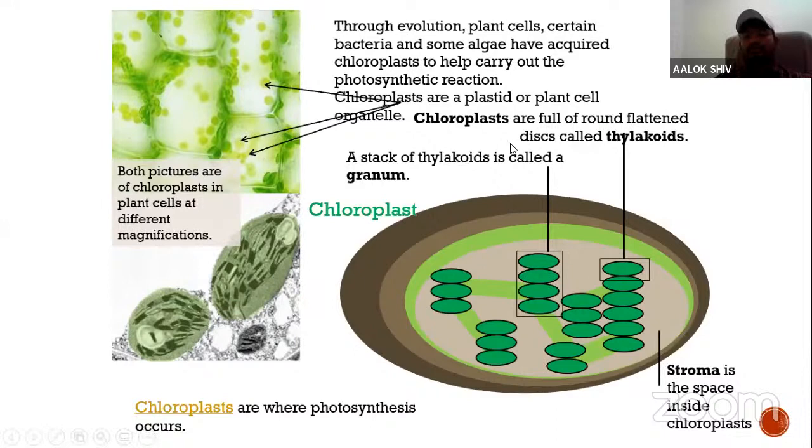This is the thylakoid. It is a round flattened disc. A single round flattened disc is called a thylakoid, and the complete stack of thylakoids is called a granum. The remaining portion, where the liquid is present, is called the stroma. So you must remember the clear difference between thylakoid, granum, and stroma.